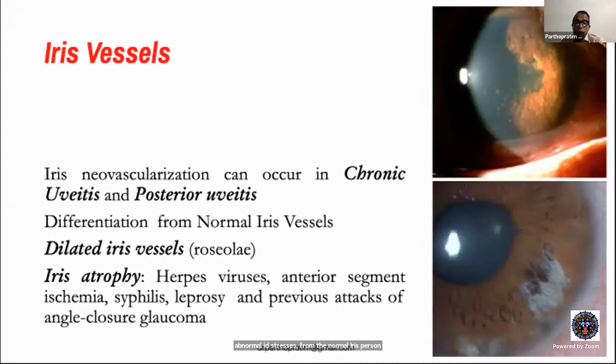Now, you have to remember that sometimes iris vessels are dilated, and these are known as roseola and can be seen in syphilitic uveitis. Iris atrophy is a very diagnostic feature of herpetic uveitis and results from the destruction of the arteries, so sometimes it is the result of endarteritis. That's why they lead to iris atrophy. But you have to remember that there are several other causes of iris atrophy, for example anterior segment ischemia. It can be due to syphilis, leprosy, or most commonly it can be seen after previous attacks of angle closure glaucoma.